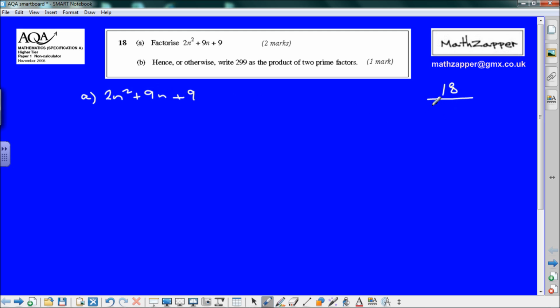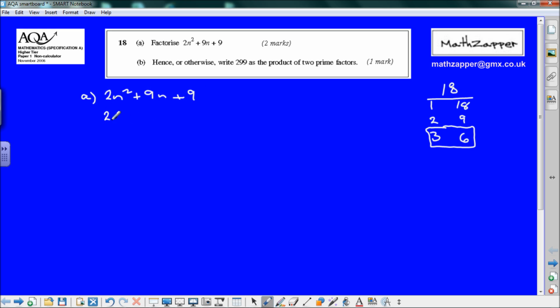So the first pair of factors of 18 are 1 and 18, but they don't add up to 9. Next pair is 2 and 9, they don't add up to 9. Next pair is 3 and 6, and they do add up to 9. So this is the pair of factors that we're going to be using. We're going to replace 9n now with 3n and 6n.